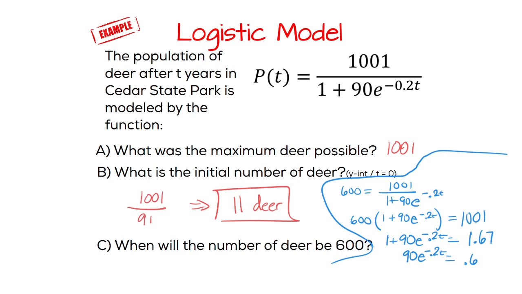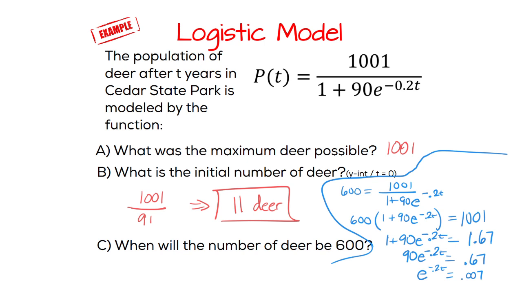So subtracting the 1 is a 0.67, but I still have to do it in my calculator because I've got to keep that number going. Then I'm going to divide by 90. And I got 0.007. And now I'm ready to switch to a logarithm.